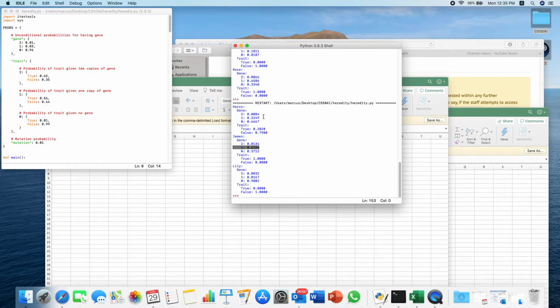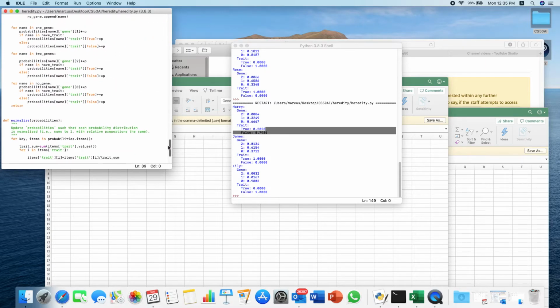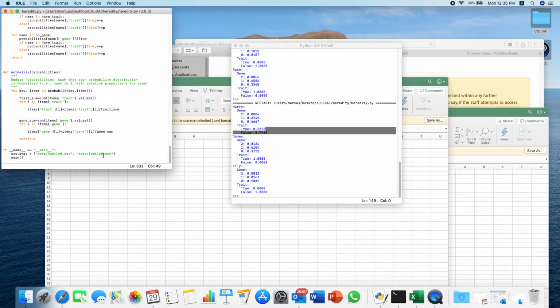Then if you look at Harry, as the son of James, who is more likely to have one copy of the gene, and Lily, who is more likely to have zero copies of the gene, Harry is also more likely to have zero copies, given there is an equal chance of either gene being passed down to Harry. With this probability, and taking into account the given probabilities over here, there's actually an 80% chance of Harry not having the trait as well. So now let's look at family 2.